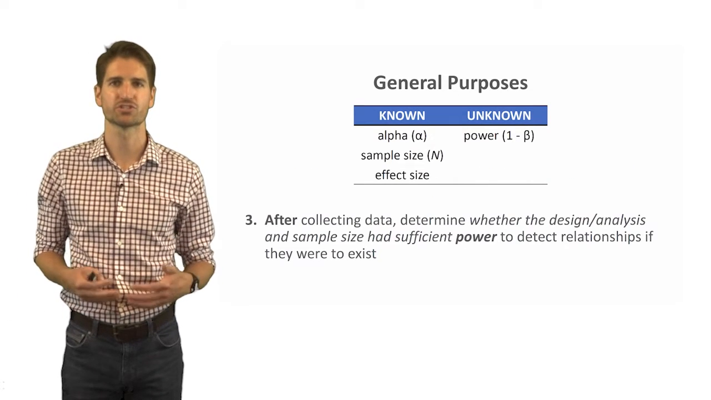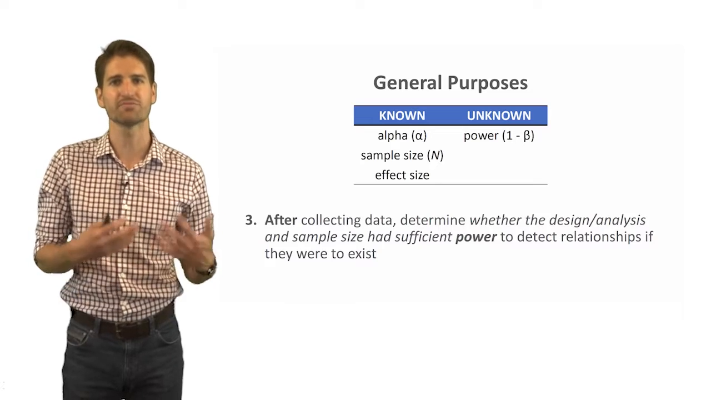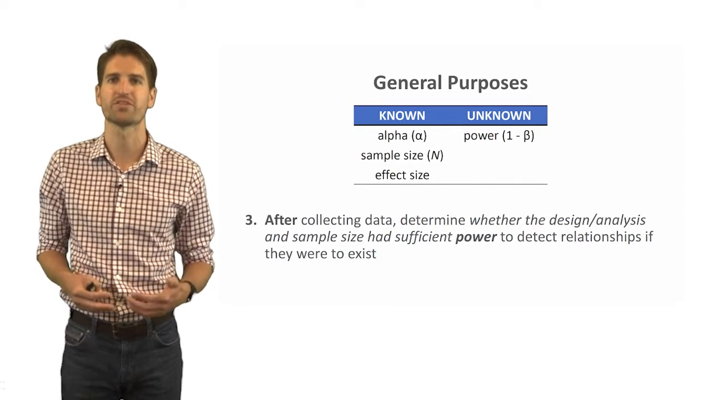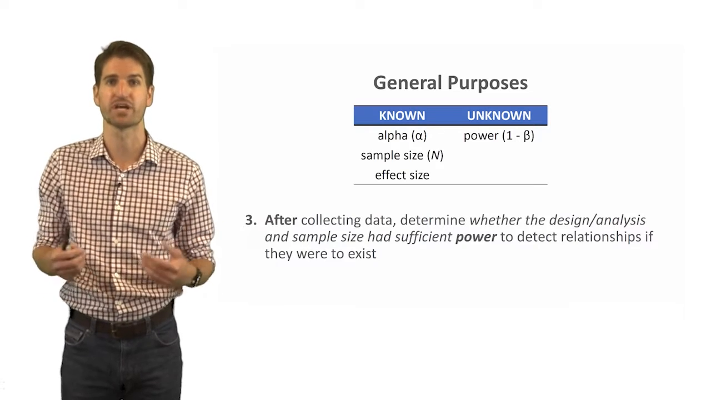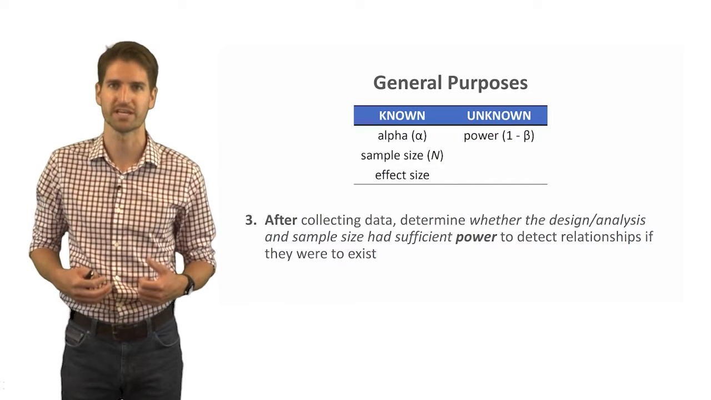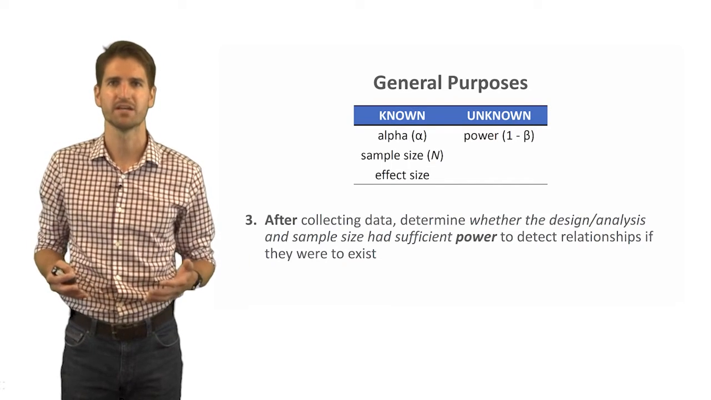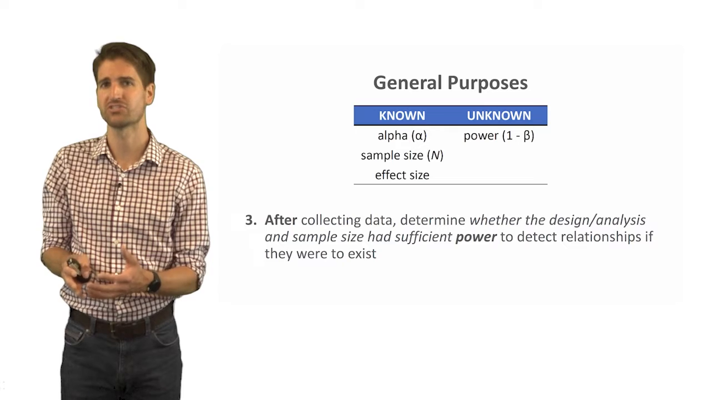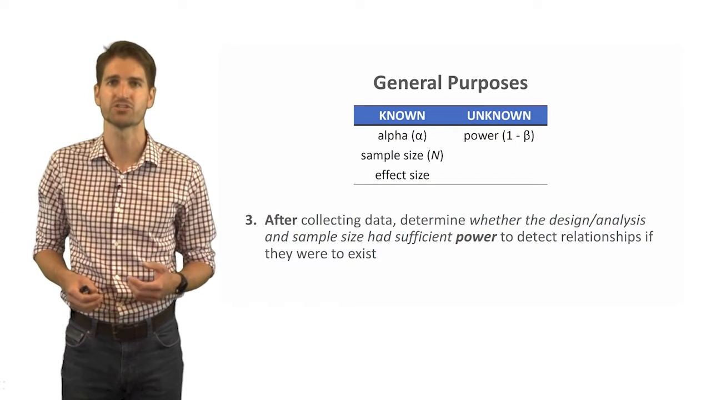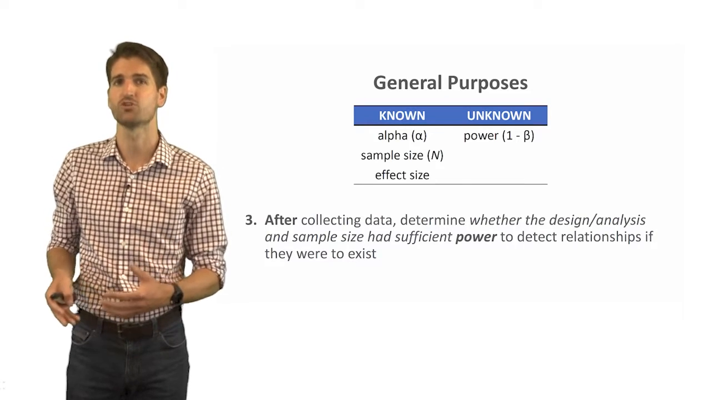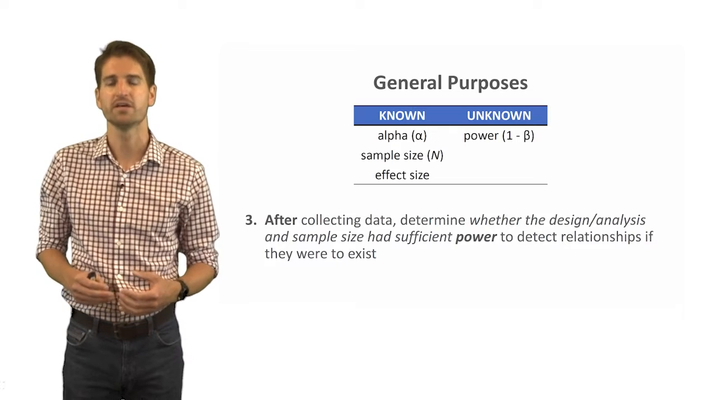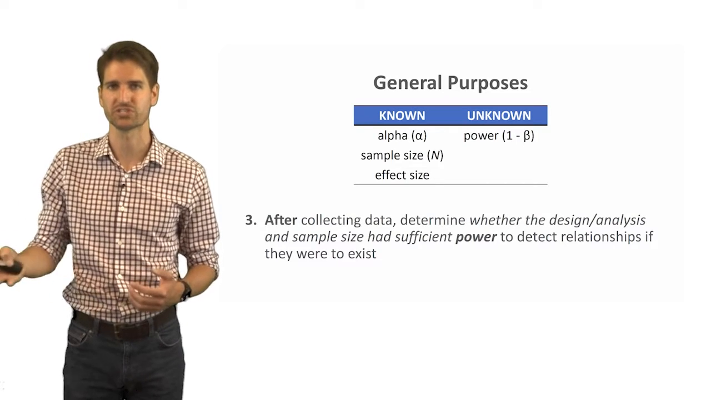So now let's focus on this third general purpose, which again is after collecting data, so post hoc in nature. You can use that statistical power analysis to determine whether the design or analysis and the sample size you acquired had sufficient power to detect relationships if they were to actually exist. So after you've collected all your data, were you even in a position to actually detect a meaningful relationship if it actually existed in the underlying population? If you weren't, that's when we'd say you were underpowered. Your study was underpowered, your investigation was underpowered. You just didn't set yourself up for success.